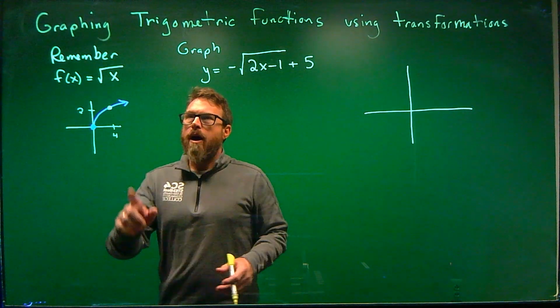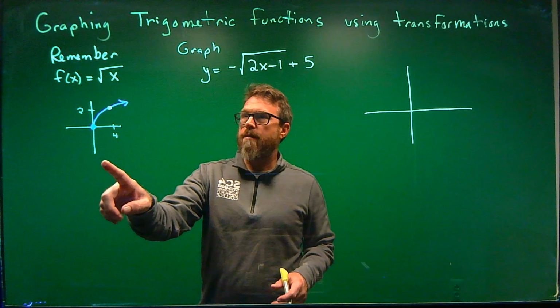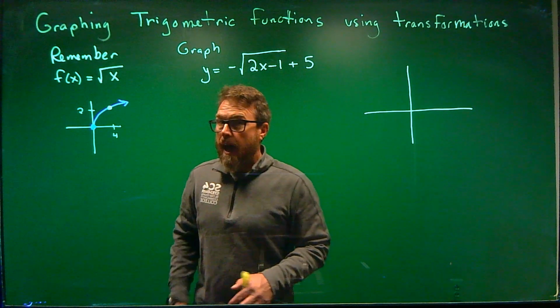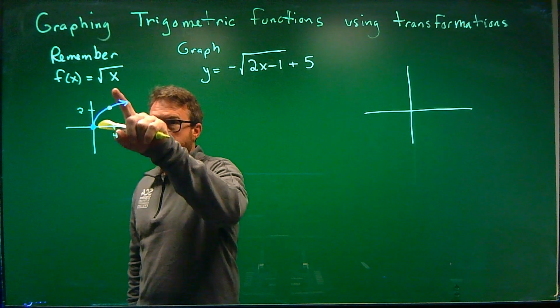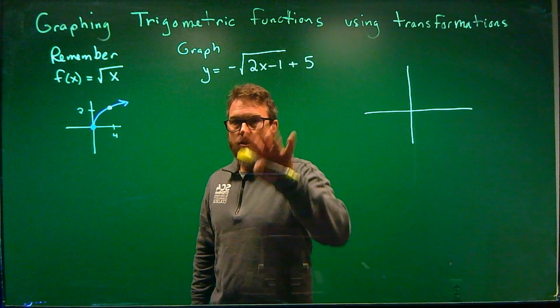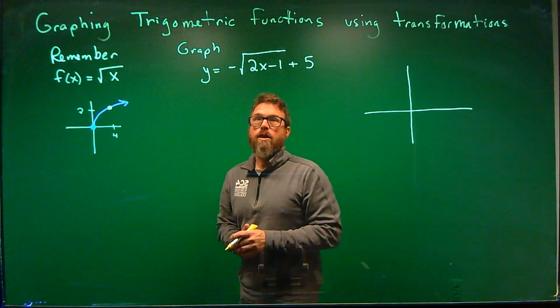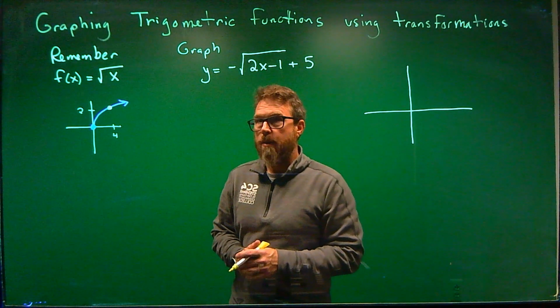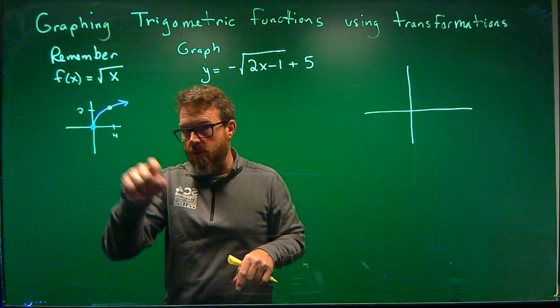So remember, if I want to graph f of x is equal to the square root of x, I know that its parent function looks like this. This is just a square root function. And what I now want to graph is y is equal to negative the square root of the quantity 2x minus 1, plus 5. And I want to see what these transformations do to this function.